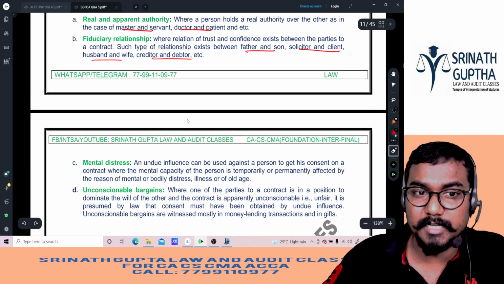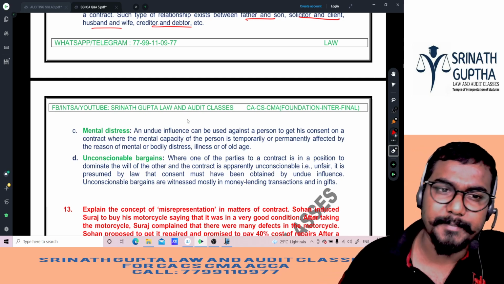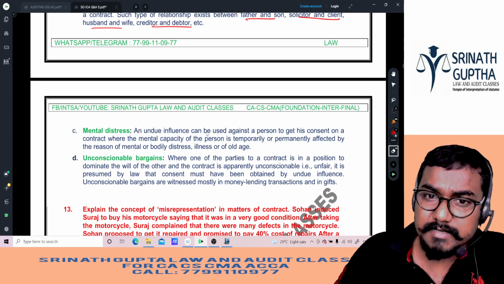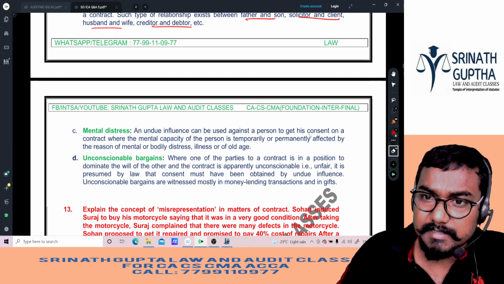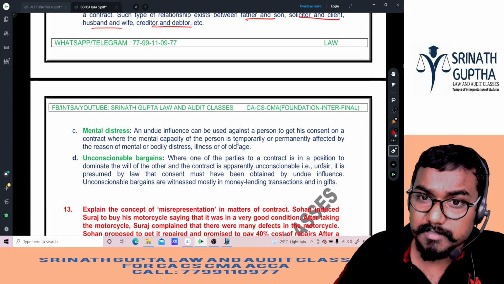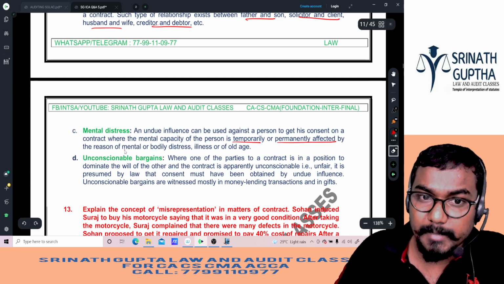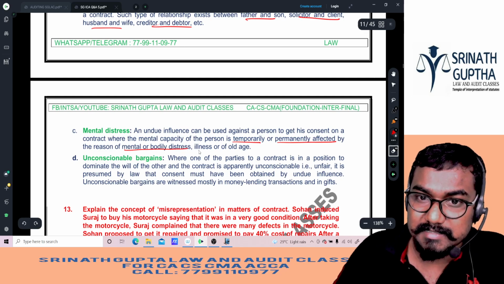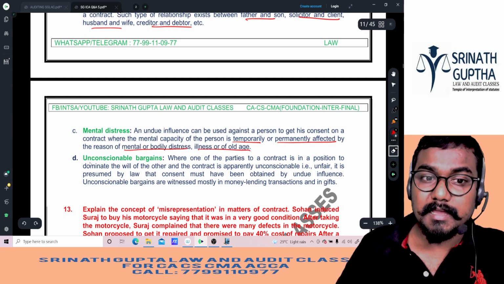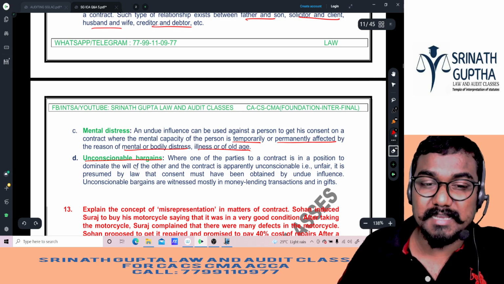Fiduciary relationships, beta. Mental distress, the best example is the doctor and patient. Undue influence can be used against a person to get his consent to the contract where the mental capacity of the person is permanently or temporarily affected by reason of mental or bodily distress, illness or old age. And unconscionable bargains, that is, unreasonable bargains.